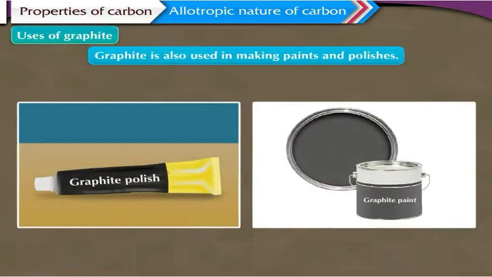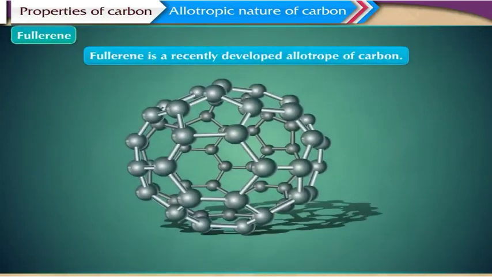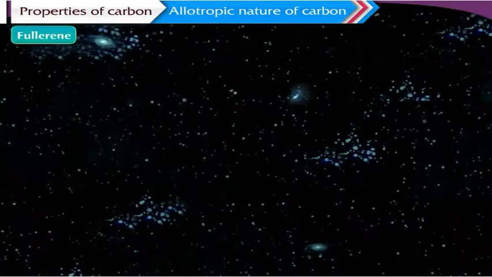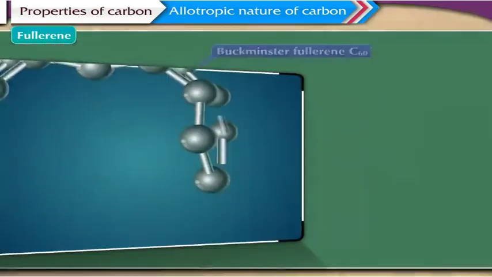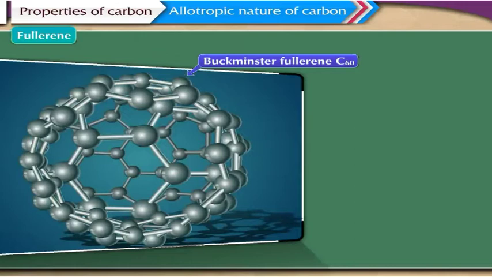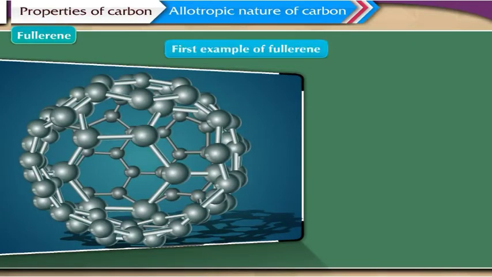Let us now discuss the third crystalline allotrope of carbon, that is fullerene. Fullerene. Fullerene is a recently developed allotrope of carbon. It is rarely found in nature. It is found in soot and in interstellar space. Buckminster fullerene, C60, is an allotrope of carbon containing clusters of 60 carbon atoms joined together to form a spherical molecule. It is the first example of fullerene.